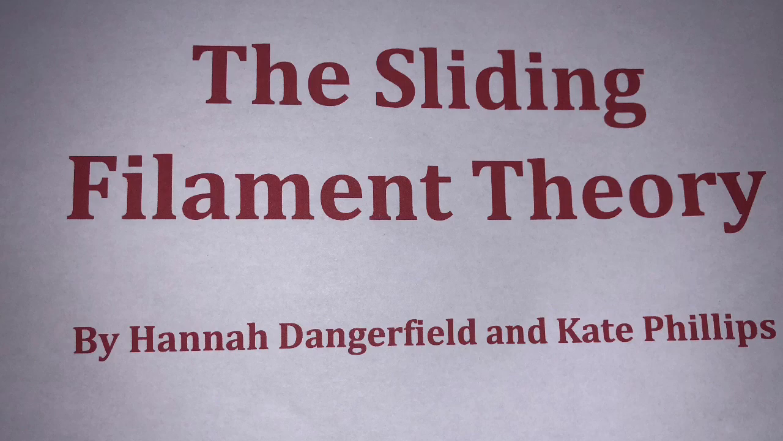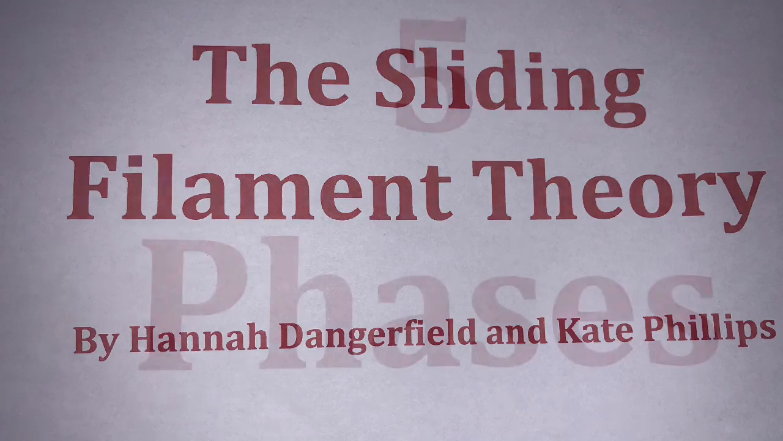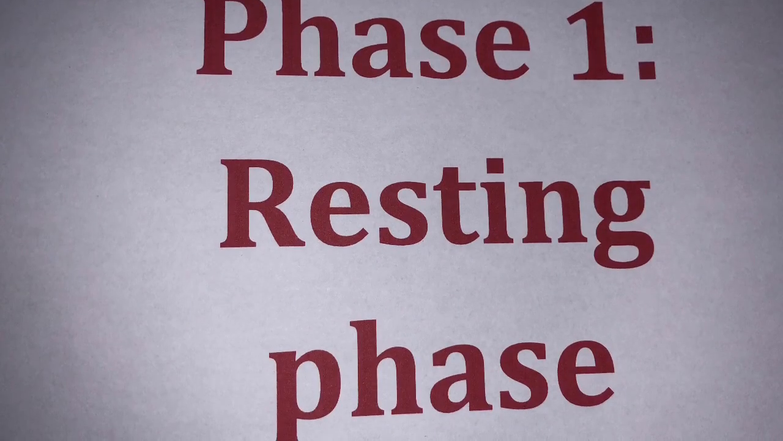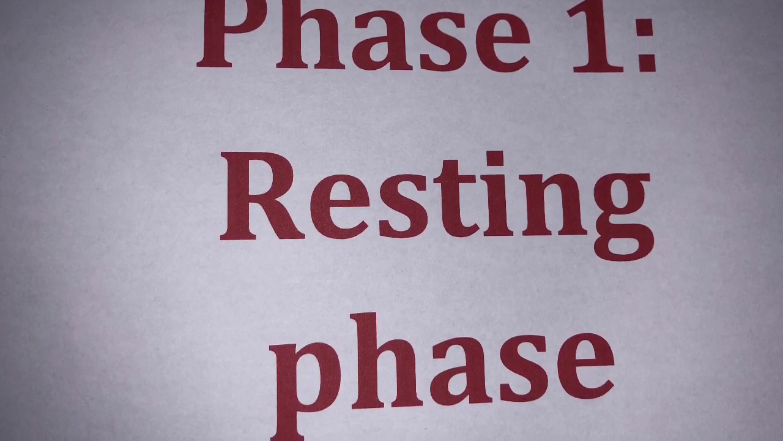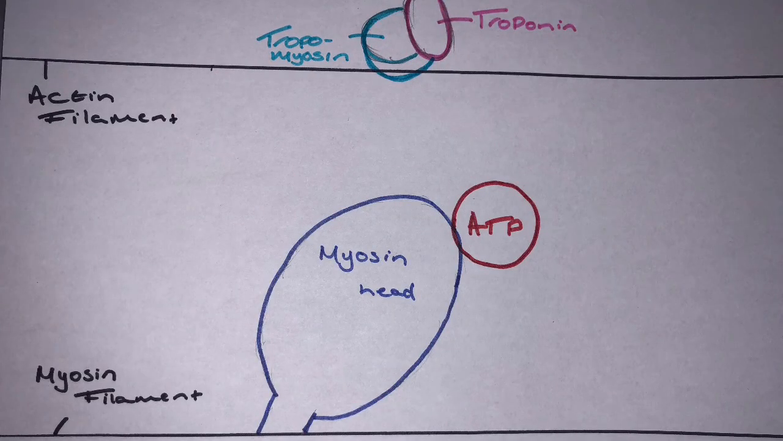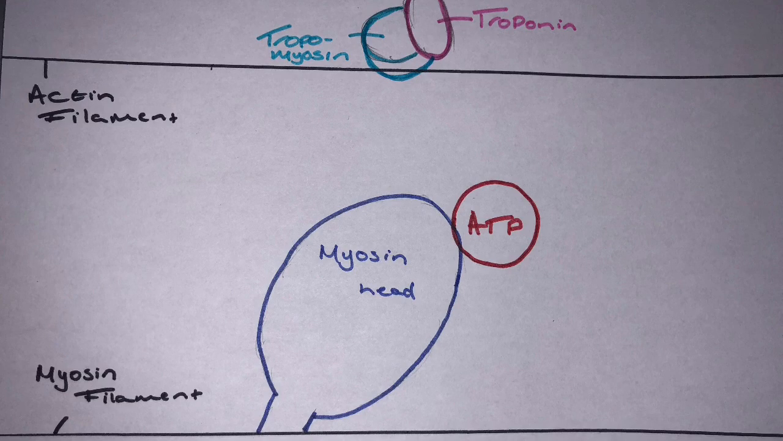The sliding filament theory is what happens when a muscle moves. There are 5 phases in this theory. Phase 1, resting phase. This is when the muscle is not moving and hasn't received any electrical impulses from motor neurons. The first phase is called resting phase.